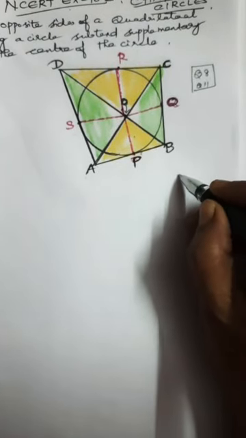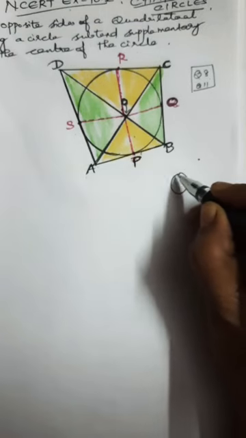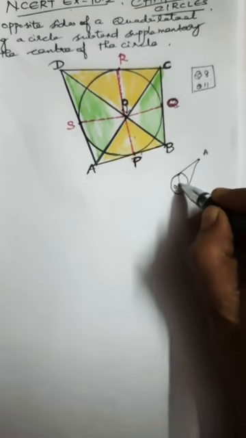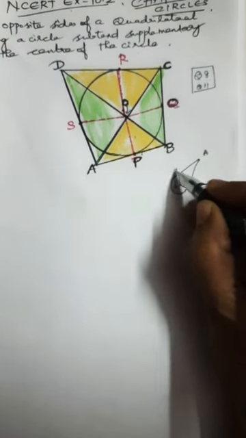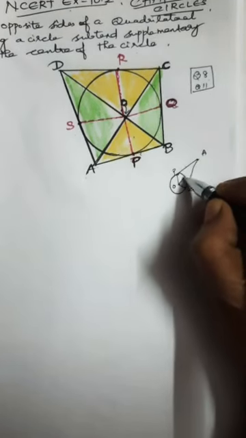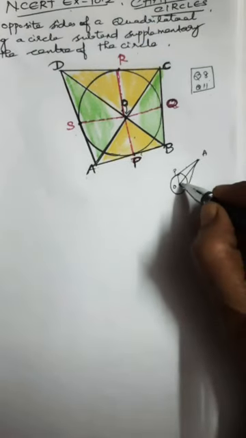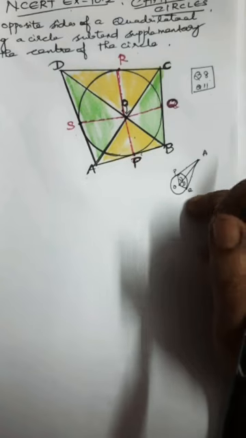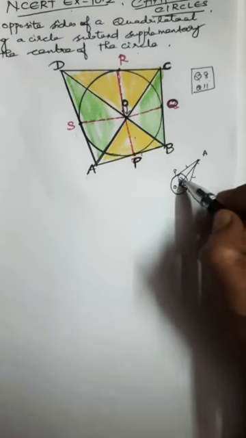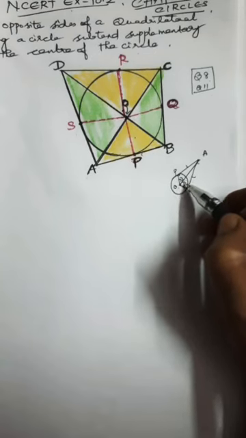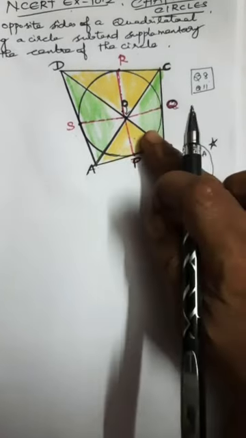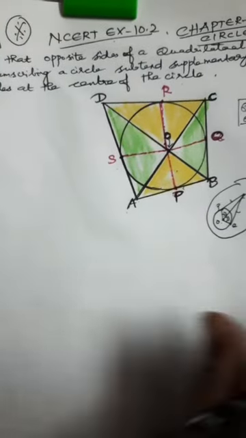Already I have taught you. See, when a pair of tangents are drawn from an external point to a circle with the center O, making the points of contact P and Q, then this pair of tangents will subtend equal angles at the center. Once again, I will repeat. When a pair of tangents are drawn from an external point to a circle with the center O, then they will subtend equal angles at the center. We are going to make use of this property and solve this question. Okay, now let us get into the solution.